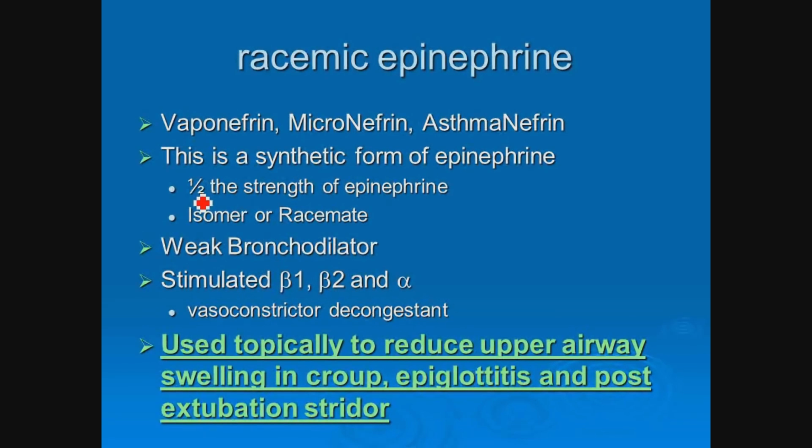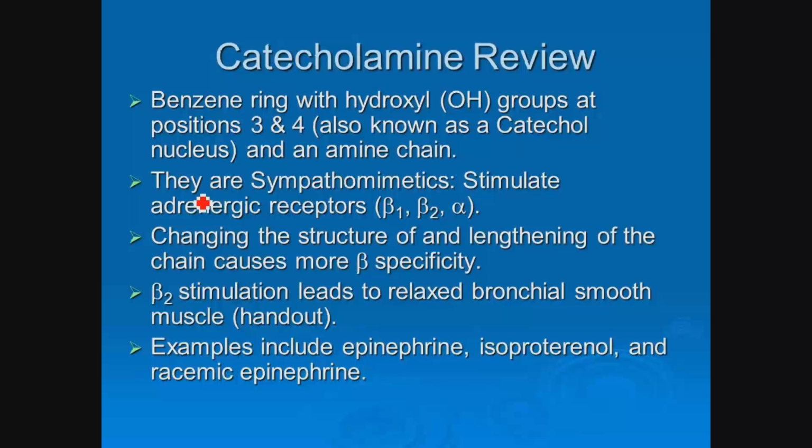Racemic epinephrine. So, going back, benzene ring with a hydroxyl group at positions 3 and 4. These are the catechols, or what is called a catechol nucleus. And they have an amine side chain. We know that they're sympathomimetics. They stimulate alpha, beta 1, beta 2. Changing the structure or lengthening of the chain causes beta specificity. And changes to the hydroxyl group will end up changing the duration of action.